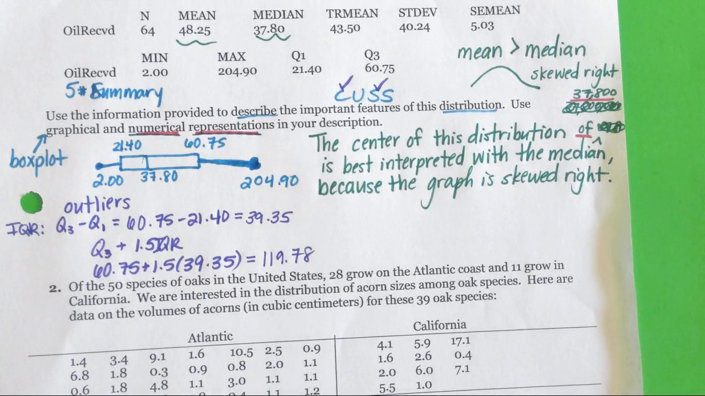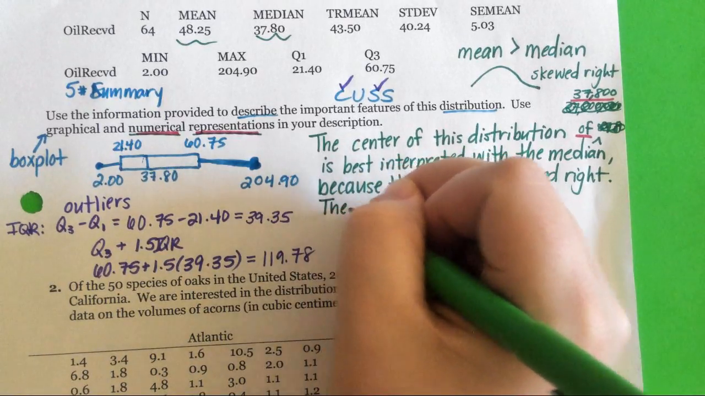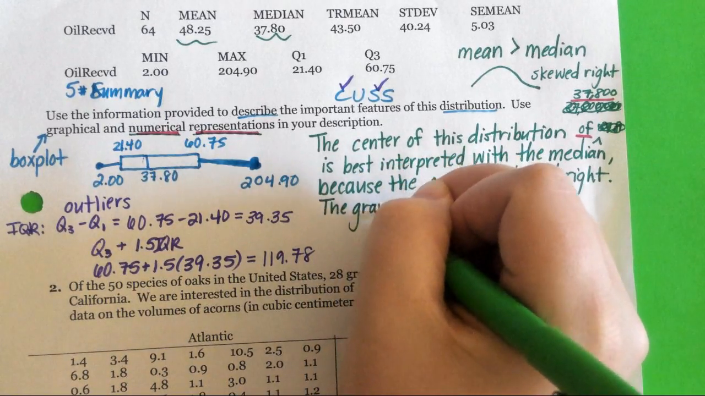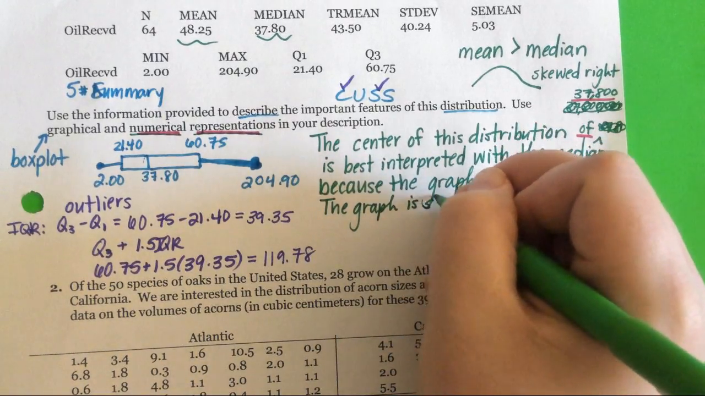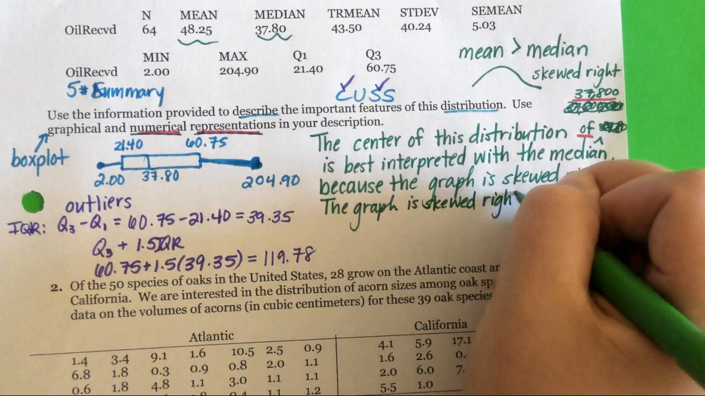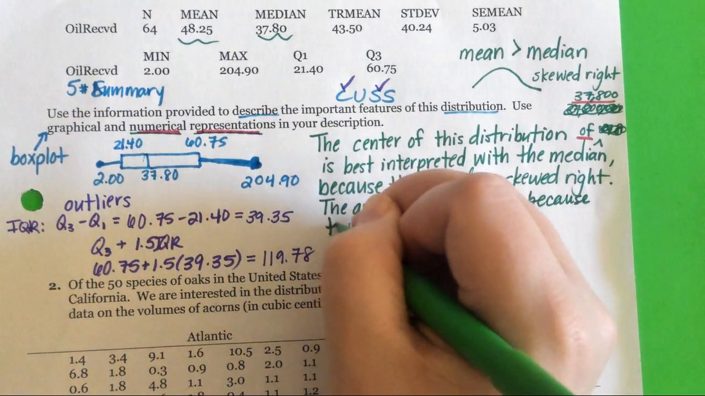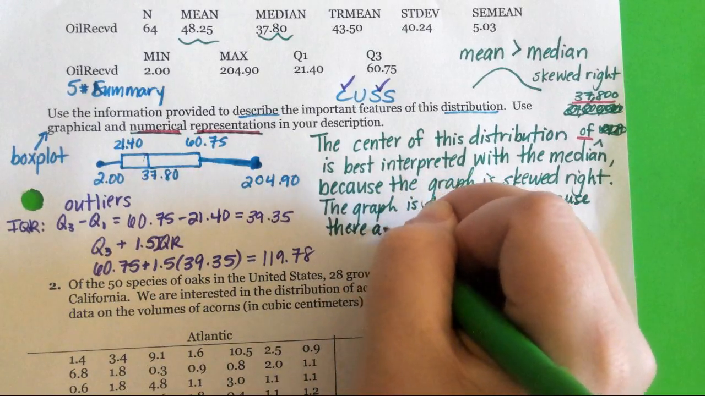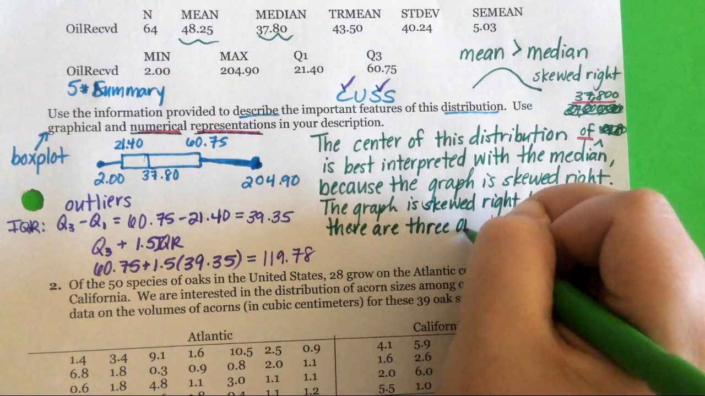As for the unusual features, I could say something like the graph is skewed right, and then I could further explain why the graph is skewed right because there are 3 outliers.